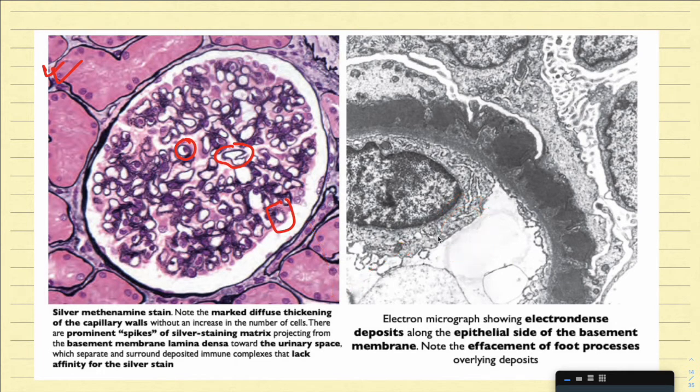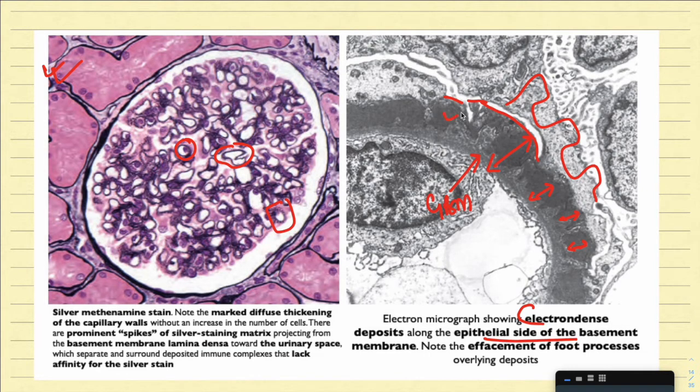Now, if you look at the electron microscopy, can you appreciate this characteristic electron dense deposit? Over here, the foot processes have already been effaced. There is an effacement of the foot process. It is completely flat over here, whereas usually the foot processes are thrown up like this. So you will see the electron dense deposits along the epithelial side of the basement membrane. This is your GBM, the glomerular basement membrane.